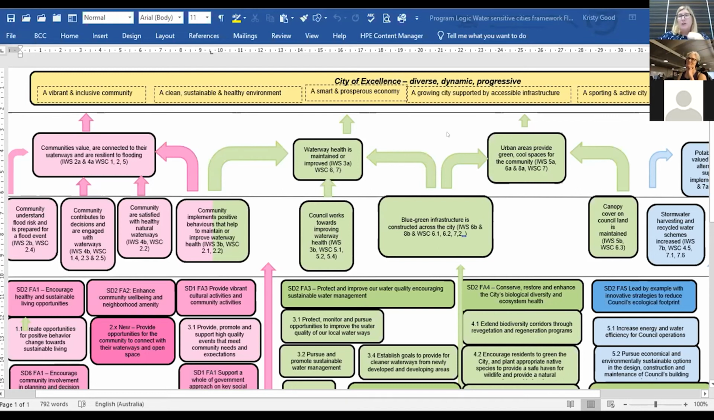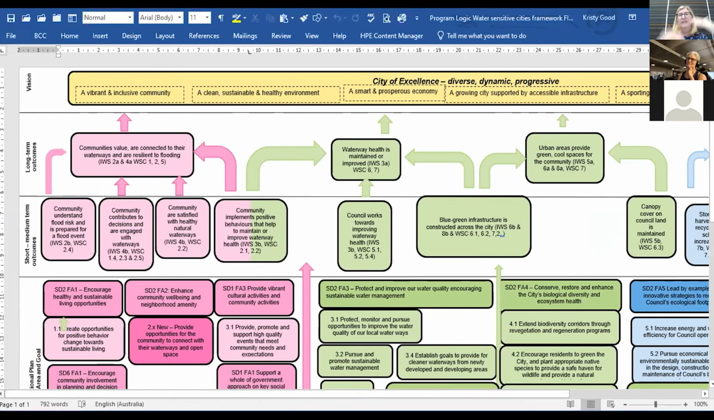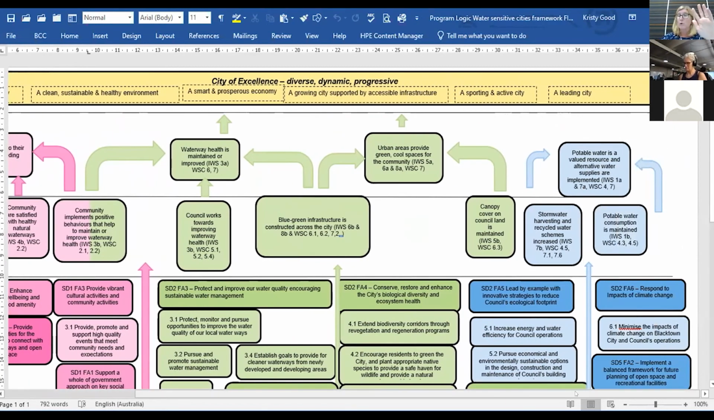But basically what I'm keen to show you is that I'm trying to mesh the integrated water strategy with the outcomes of the index tool. So we have our vision up here, but we've got long-term outcomes and short-term outcomes. What I've mapped is everything that we're doing across council. For your benefit, the pink is our community social, the green is our biophysical space, and over here, the blue is our potable water consumption.